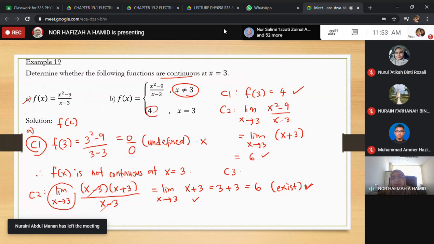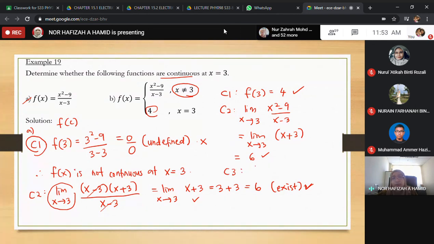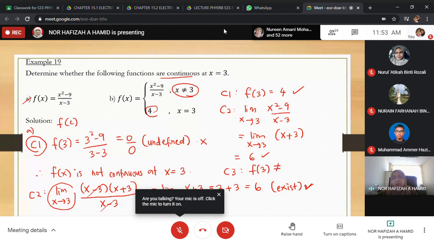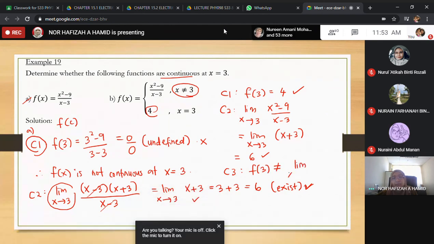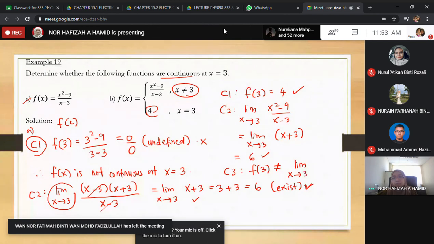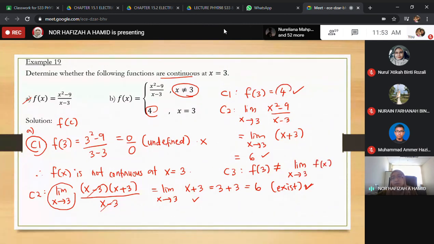Tapi dia tak satisfy condition number 3. Sebab condition number 3, value dia not equal. F3, dia not equal to the value of the limit, x approach to 3 fx. Sebab F3 you dapat 4, tapi you punya limit you dapat 6. So kalau value dia not equal, condition 3 ni tak satisfy lah. Sebab tu yang B ni also not continuous. Sebab dia tak satisfy condition number 3.